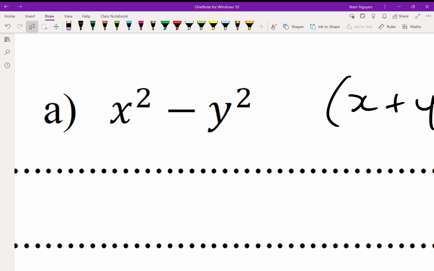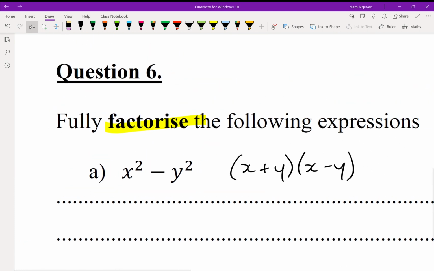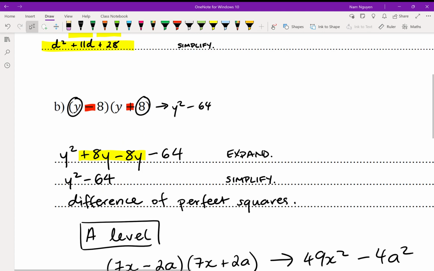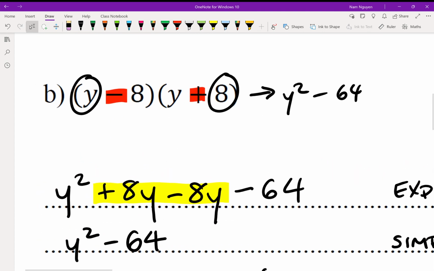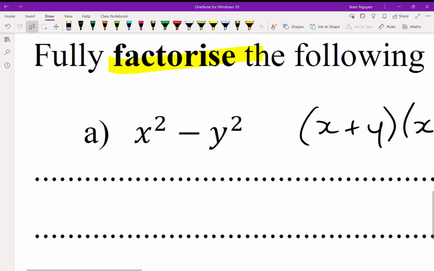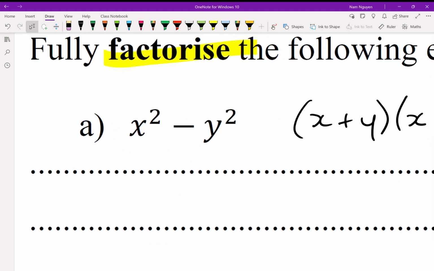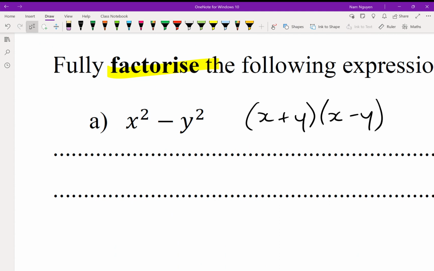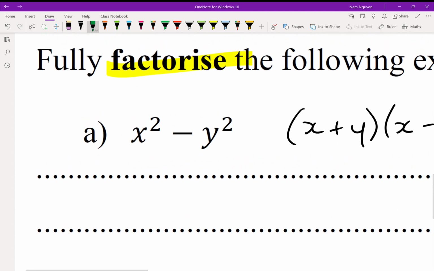And so, if you recognize that that's the opposite of what we've done here, then this becomes a simple question to answer. Here's how you would get this wrong. You might recognize that it's a difference of perfect squares and end up doing this.